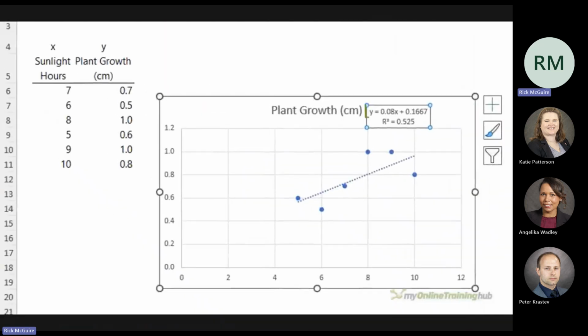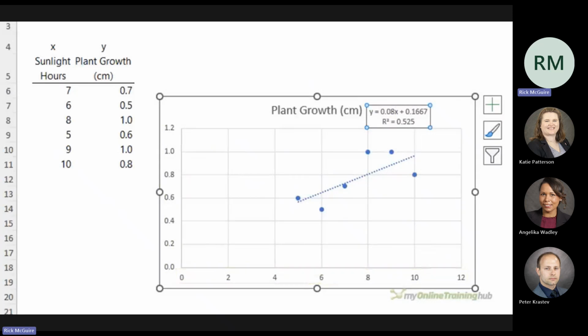The equation y equals 0.08x plus 0.1667 represents a straight line that shows the relationship between the two variables. Relating it to this data, the equation can be used to predict or forecast the growth rate for a given value of sunlight. The coefficient, 0.08, is the slope of the line, which represents the rate at which the growth changes for every unit increase in sunlight.